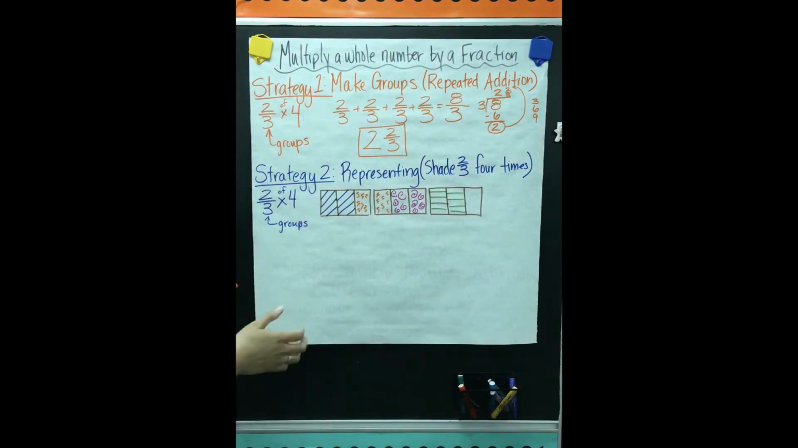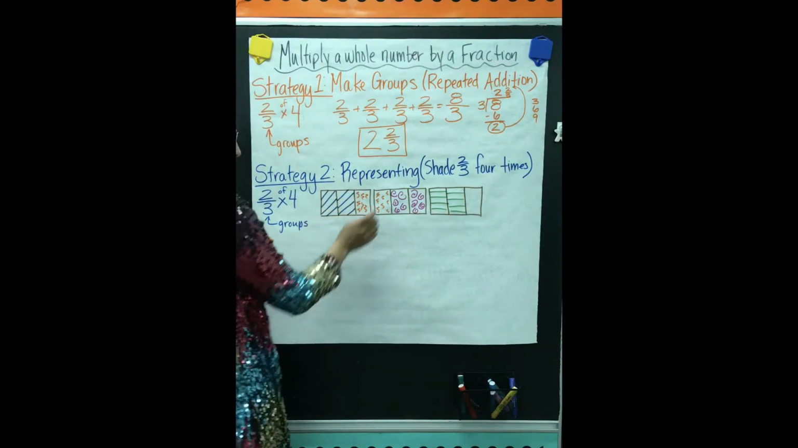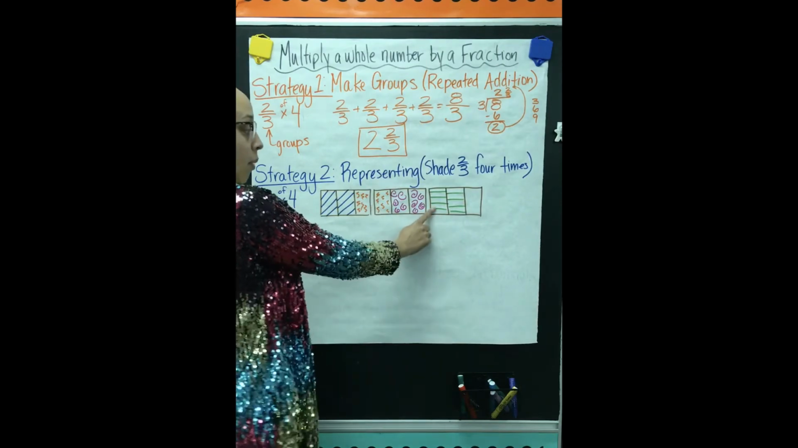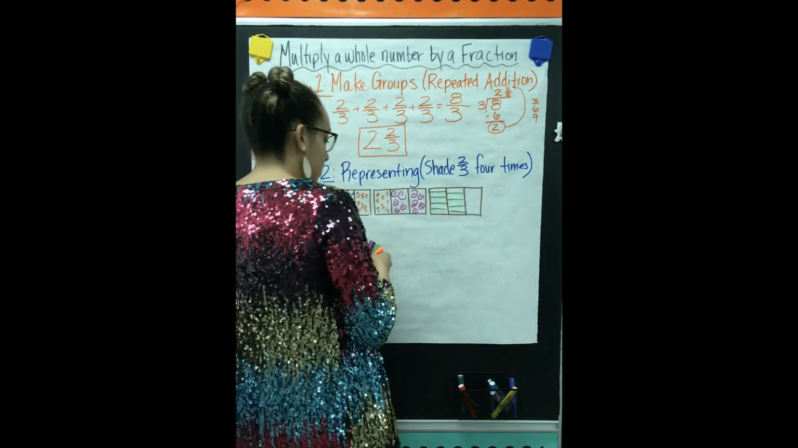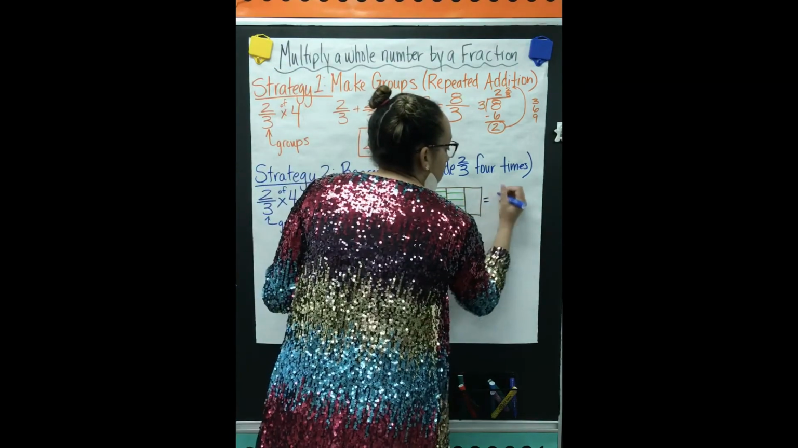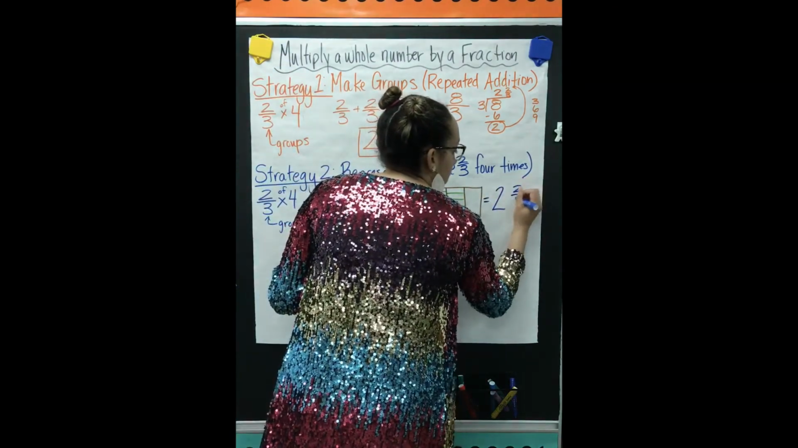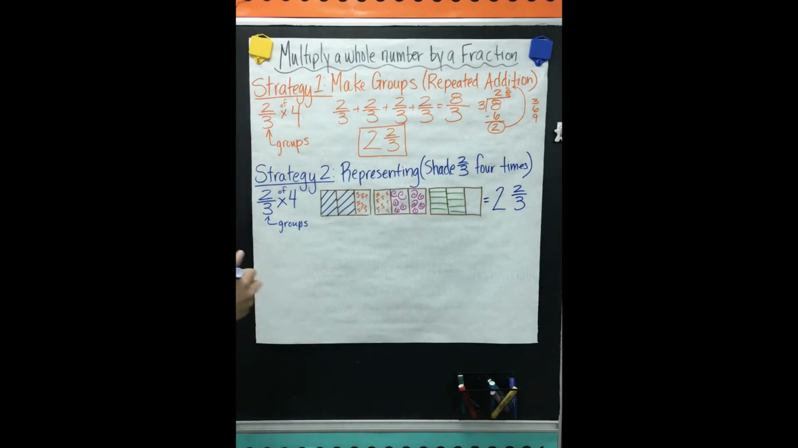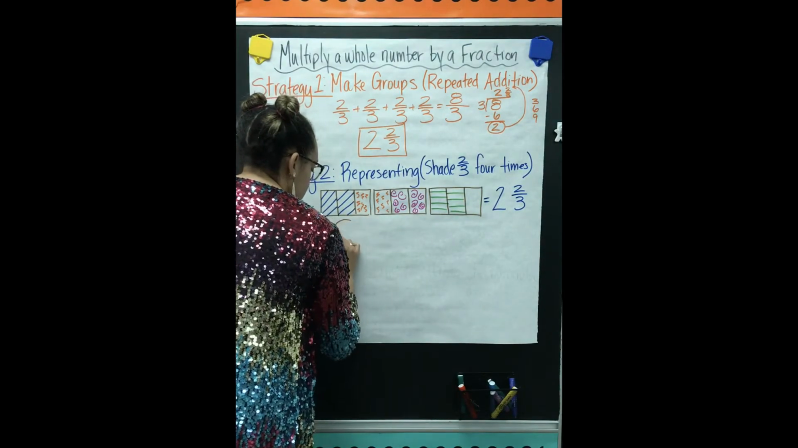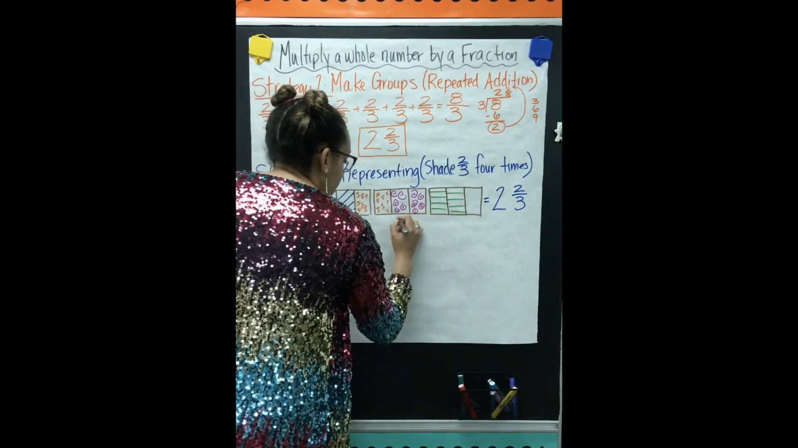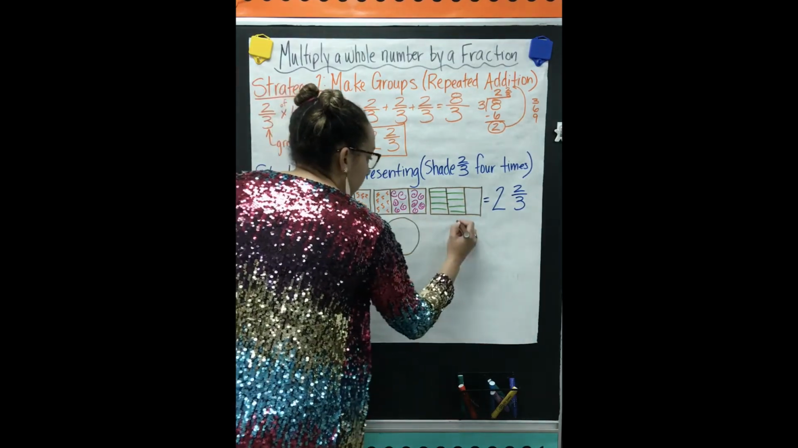Well, how many wholes do we have? We have 1 whole, 2 wholes, and how many parts? 2/3. So our answer is going to be 2 and 2/3. Now we're going to do the same thing but on fraction circles, just so we can see how we model on both of them.